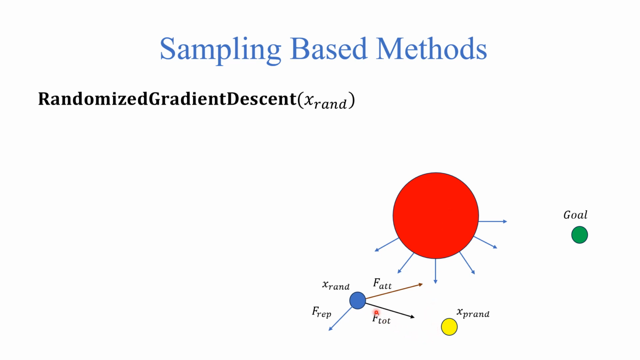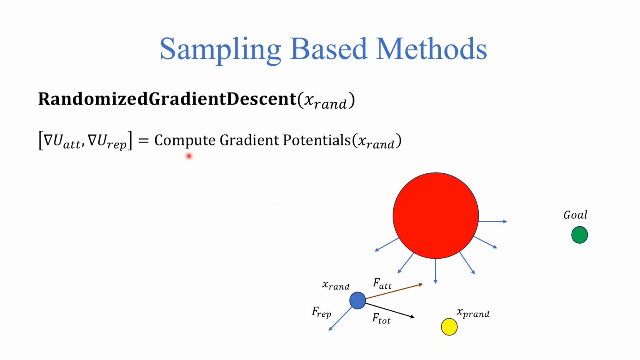Now, once we computed this total force, F total, we're going to create another point, which is called XP rand, which will be in the direction of F total starting from X rand. So we're going to take a step, let's say a step of size alpha, in the direction of F total starting from X rand. So in code, this will look like this.